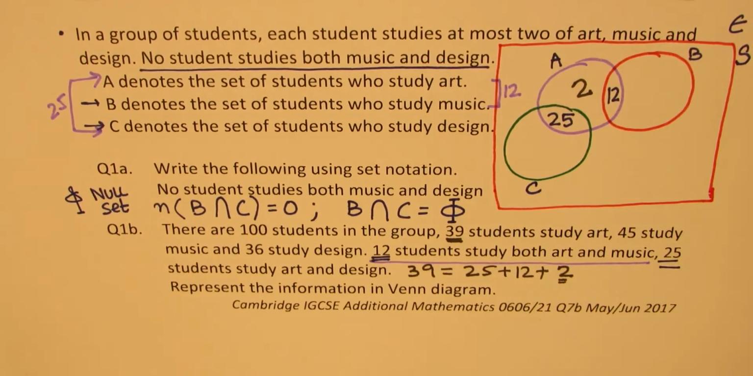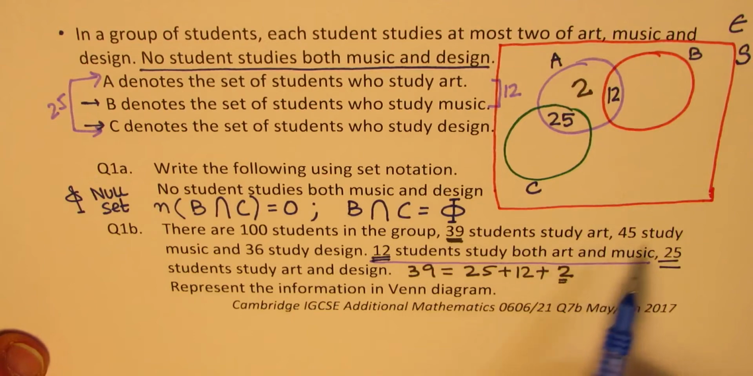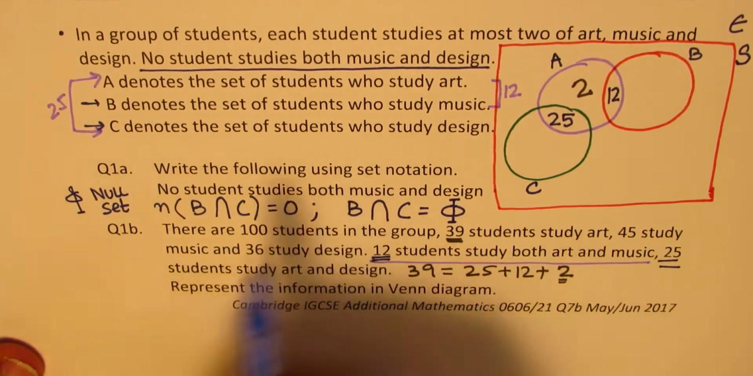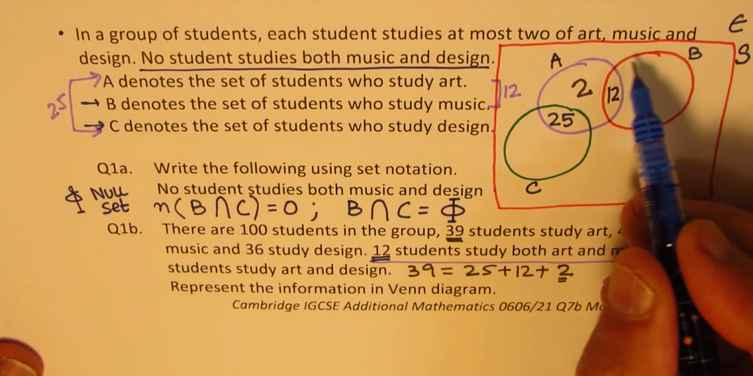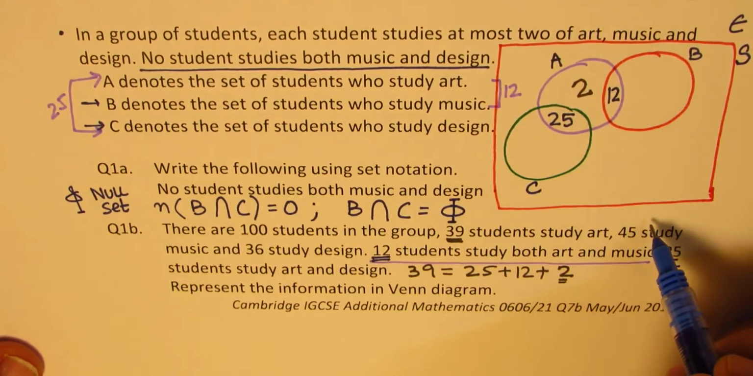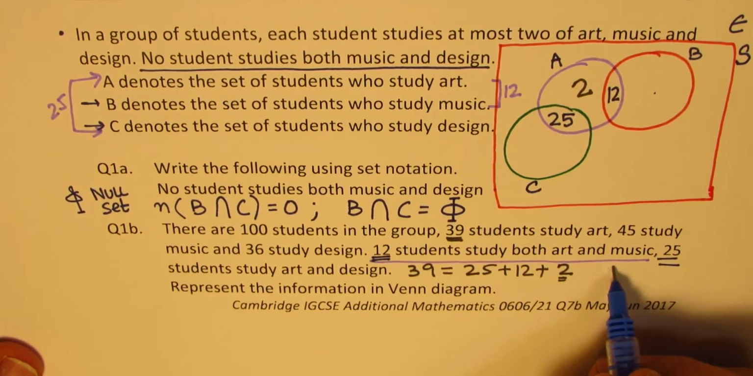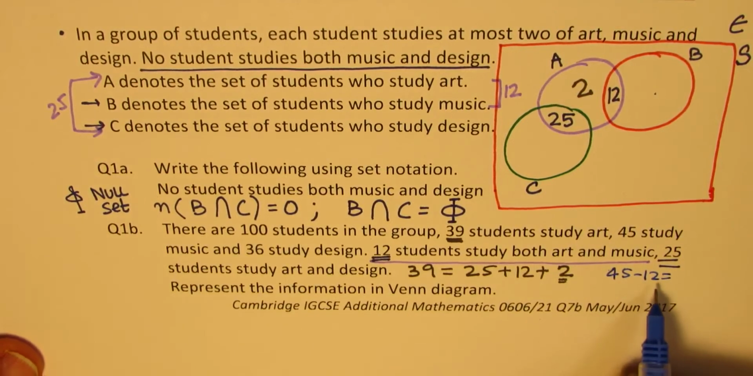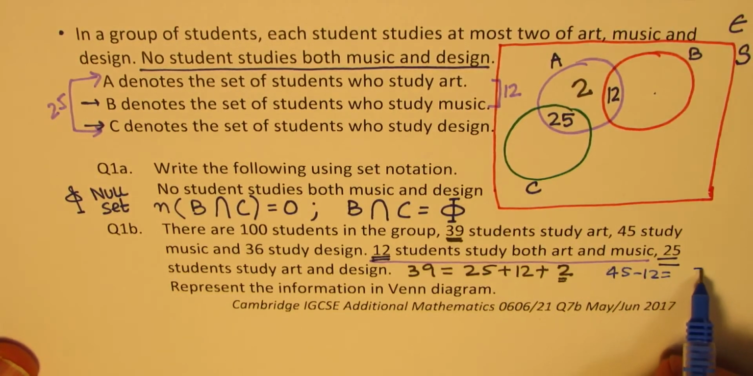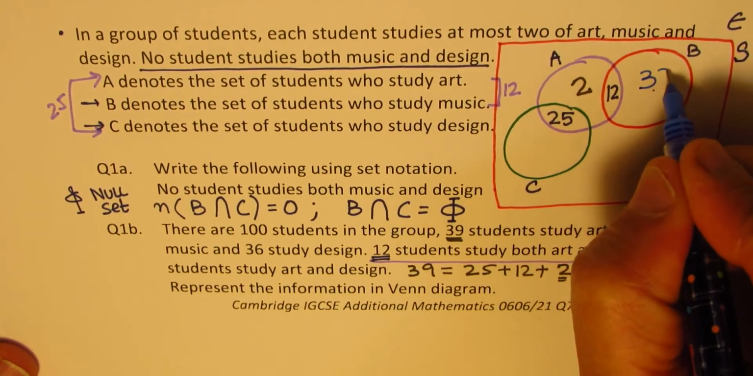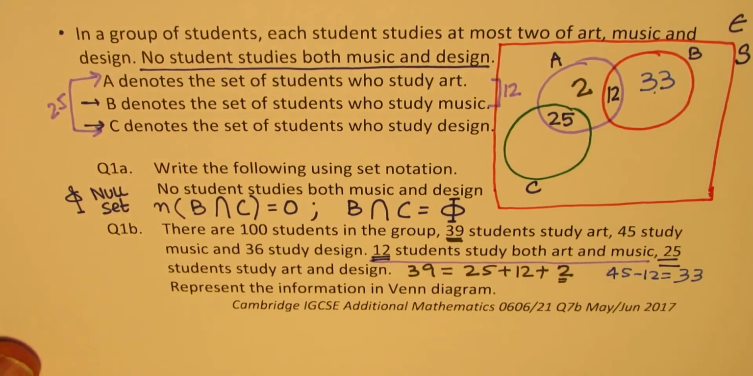Now, 45 study music. So this number for music, music is B for us. So B, we are looking for 45. So we want to make this 45. So how will I get 45? You can say 45 minus 12. So when you do 45 minus 12, you get 33, correct? So we get 33 there.